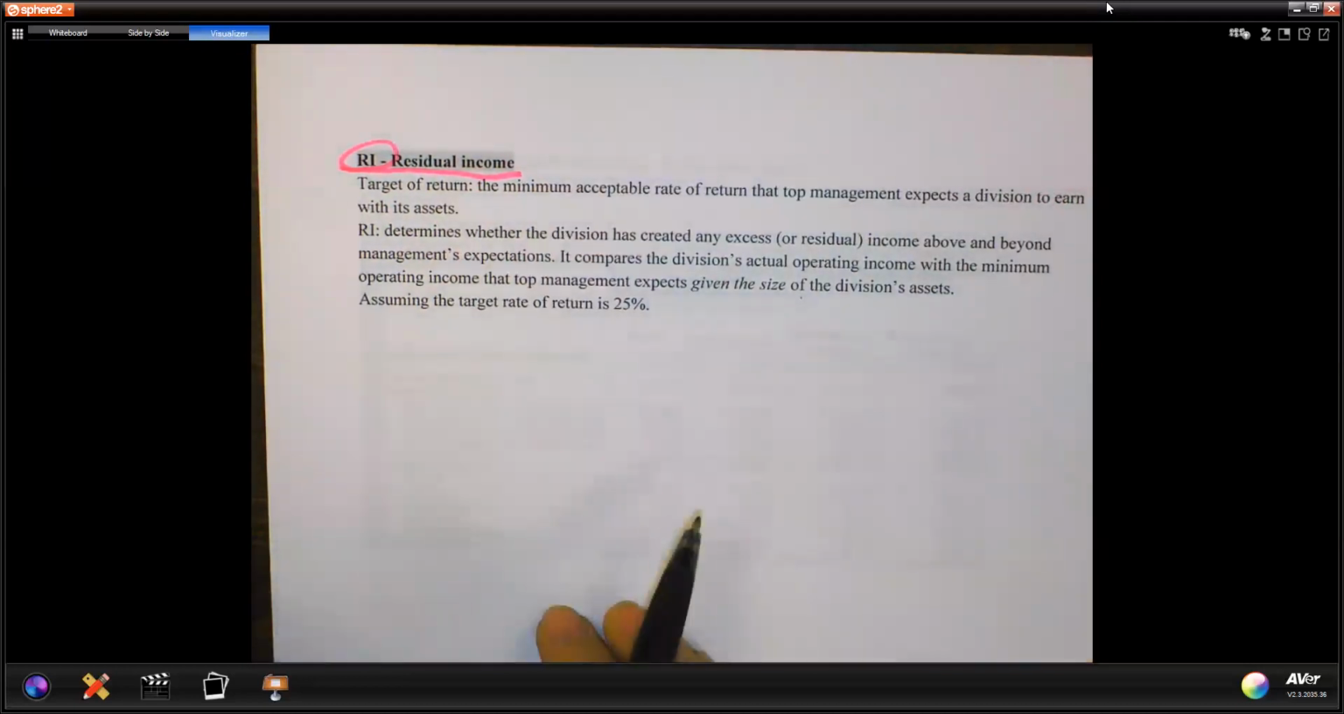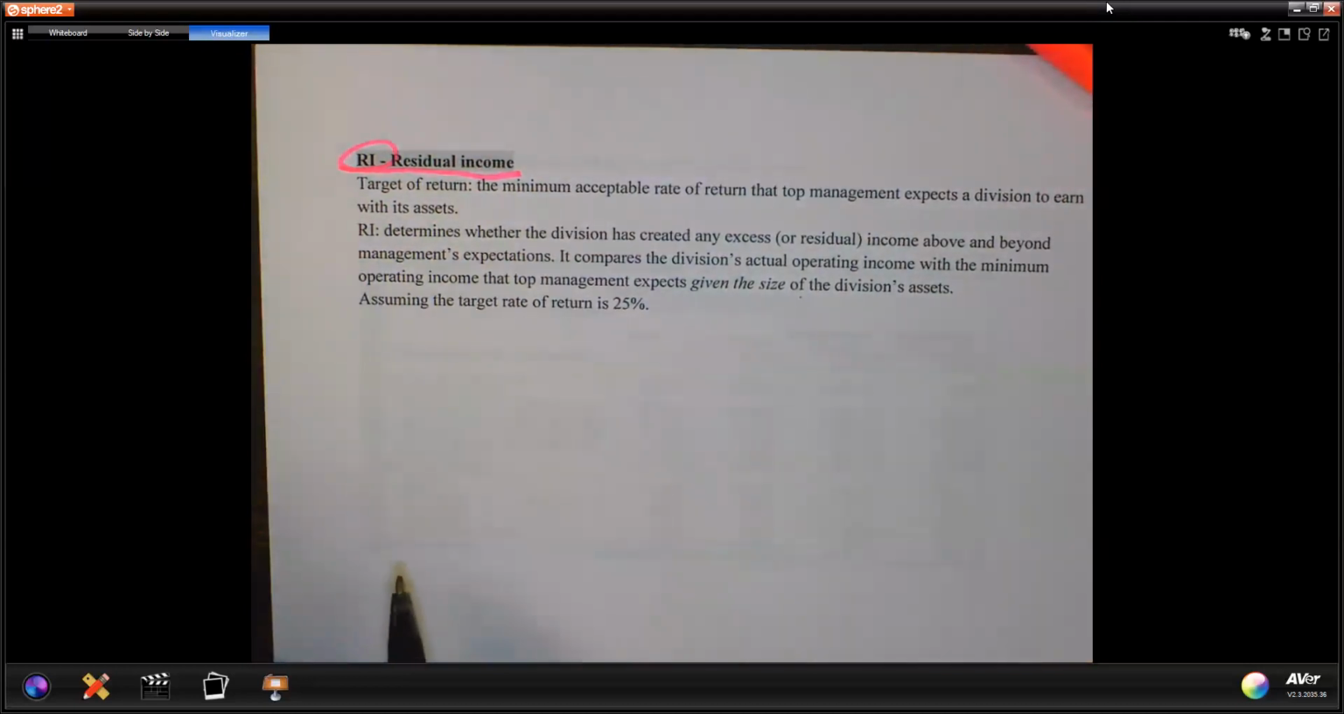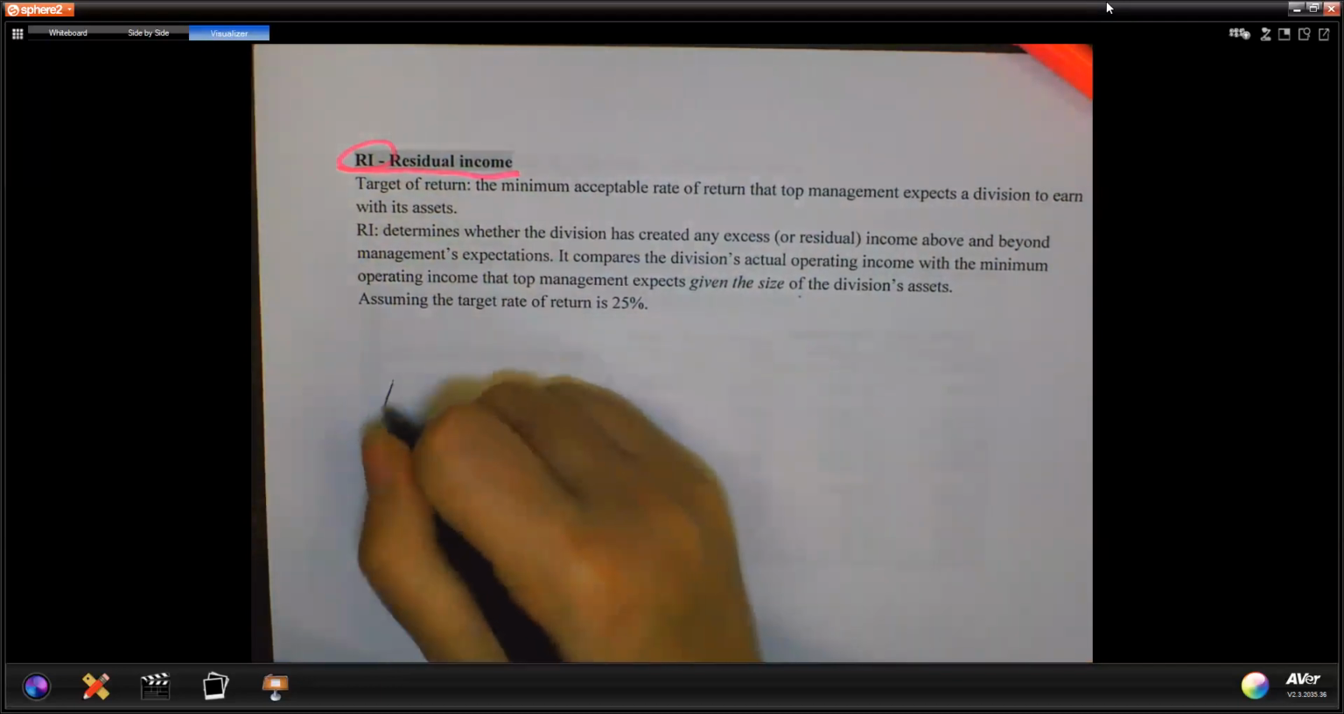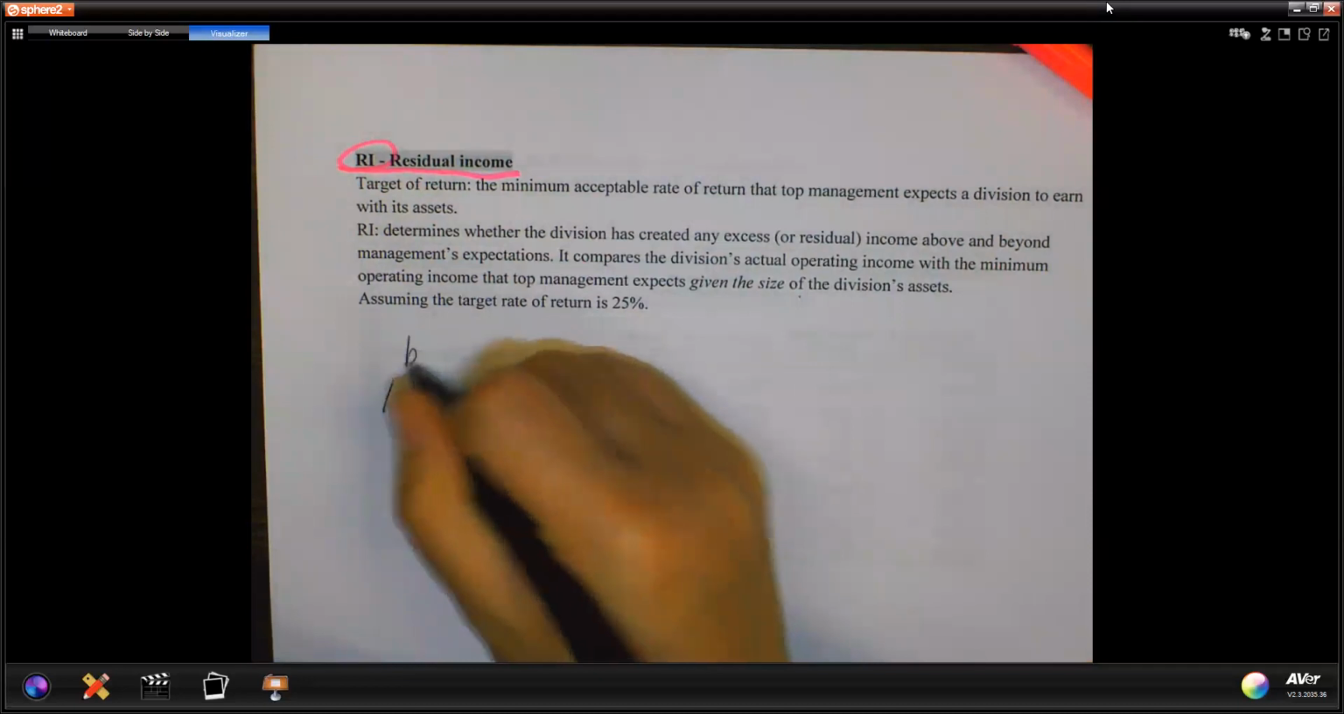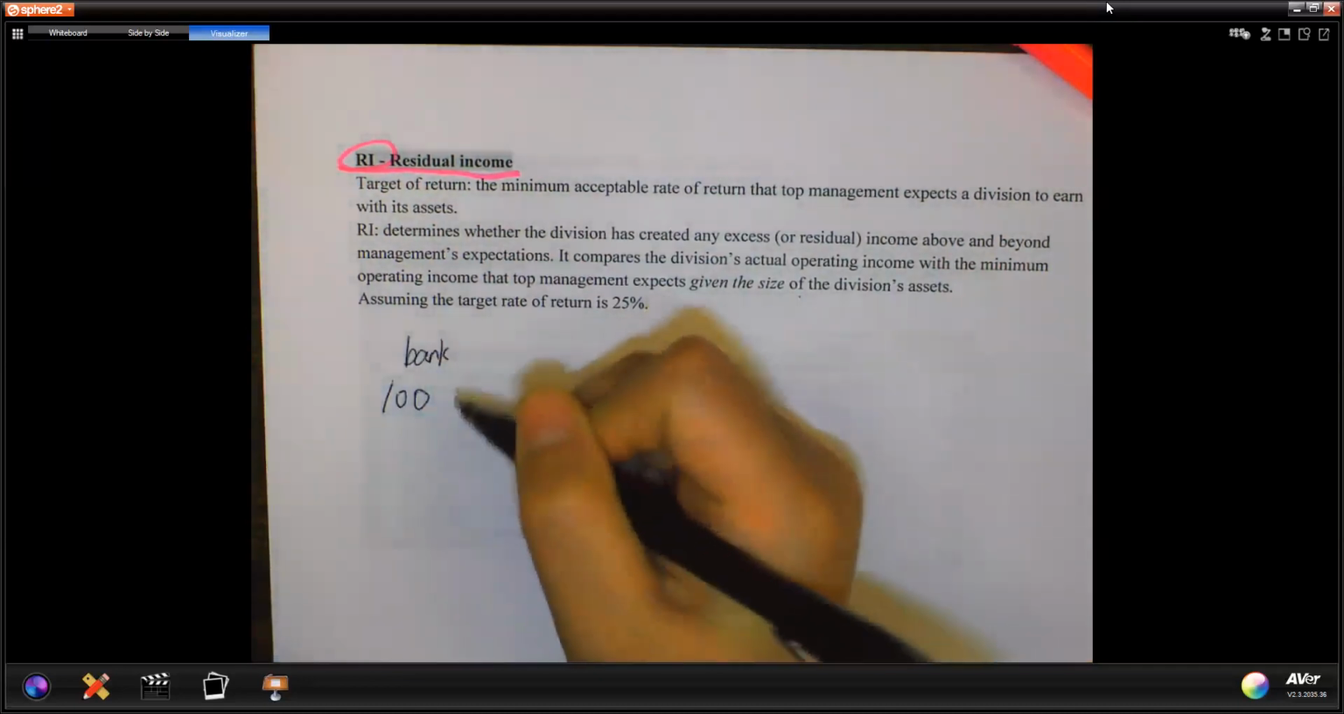RI is called residual income. Before we talk about this fancy accounting thing, let me ask you a question. At the beginning of the year, you borrowed $100 from the bank, right? But the bank will not give you money for free.